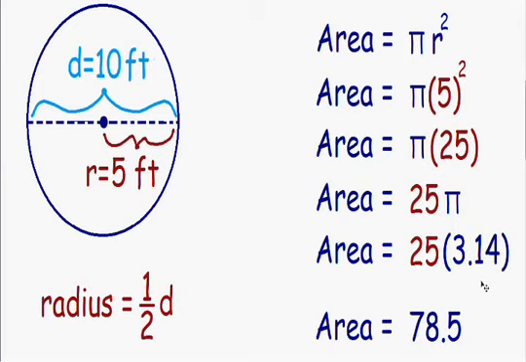And we can't forget to include our units. Area is always given in square units, such as square feet, or square yards, or square meters. Since in this particular problem the diameter was given to us in feet, our units need to be square feet. So the approximate area of this circle is equal to 78.5 square feet.